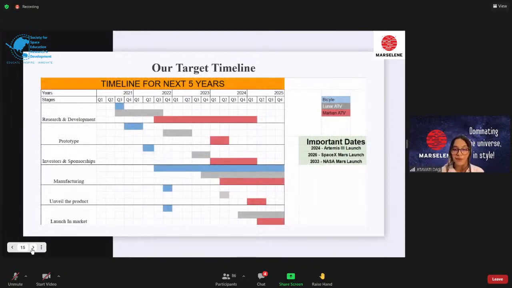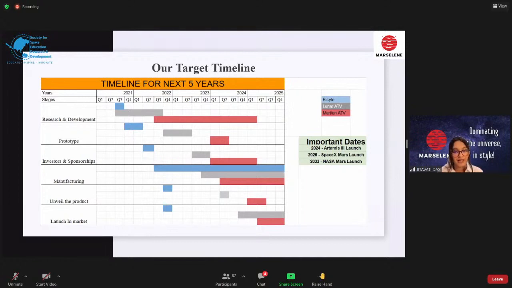We have developed a comprehensive target timeline for our products for the next 5 years. We have divided each year into 4 quarters, representing our progress on the product. We will be manufacturing 3 different products over a targeted period of time. That is a traditional bicycle with the application of Martian and lunar technologies on Earth, ATV for the lunar surface, and ATV for the Martian surface.